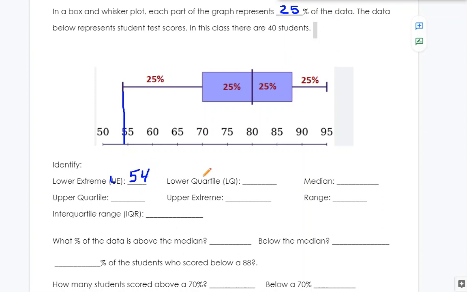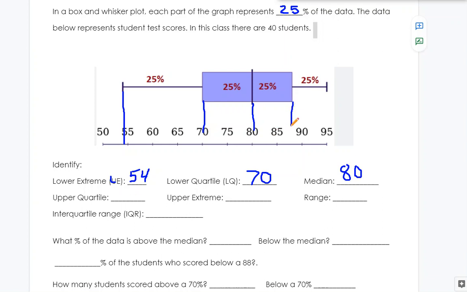All right. What's my lower quartile? Well, that's my left side of my box, and that is at 70. My median is the thing in the middle. It's the middle of our box, and that is at 80. My upper quartile is my right side of my box.